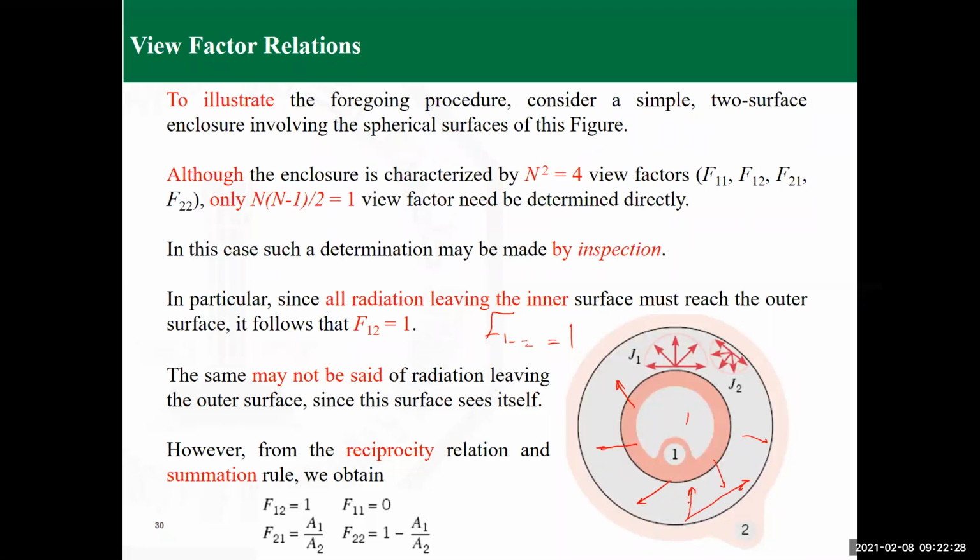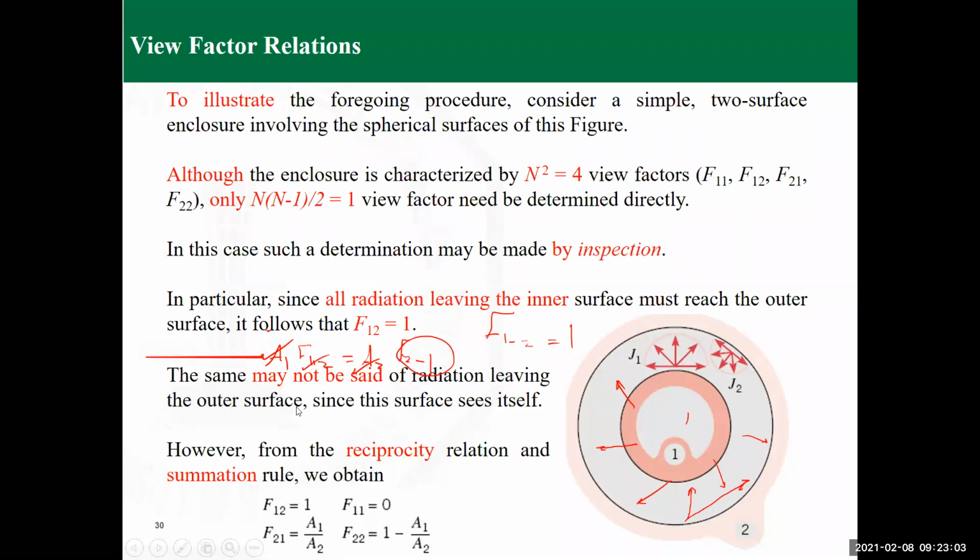If I need the value of F21, then I would simply say that A1 F12 is equal to A2 F21. A1, the surface area of 1, say it's a long cylinder, is pi d L. F12 is equal to 1. A2 is pi d outer L, so I can calculate F21. So this is an example of utilizing the reciprocity in calculating the shape factor in one of the cases.